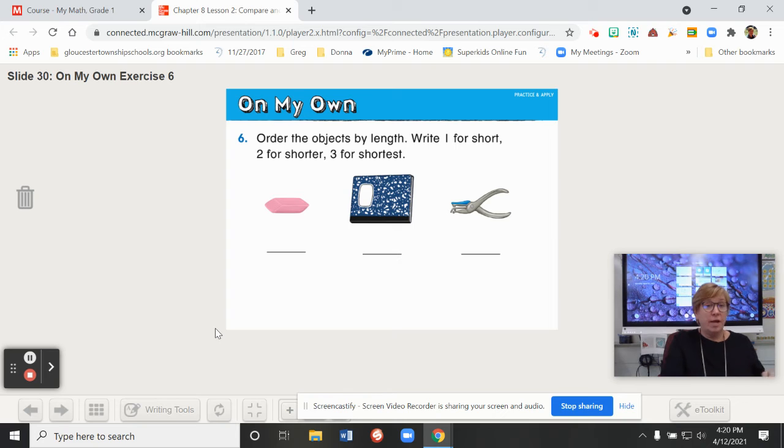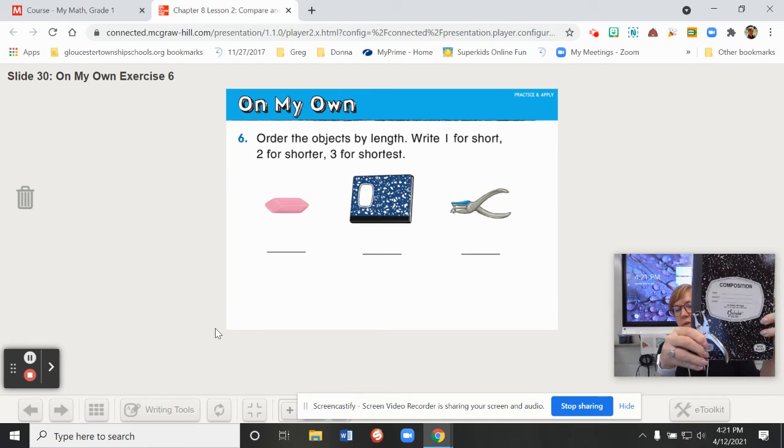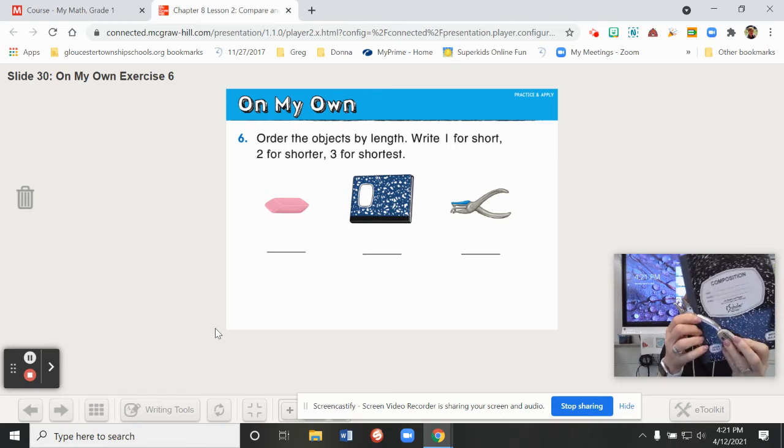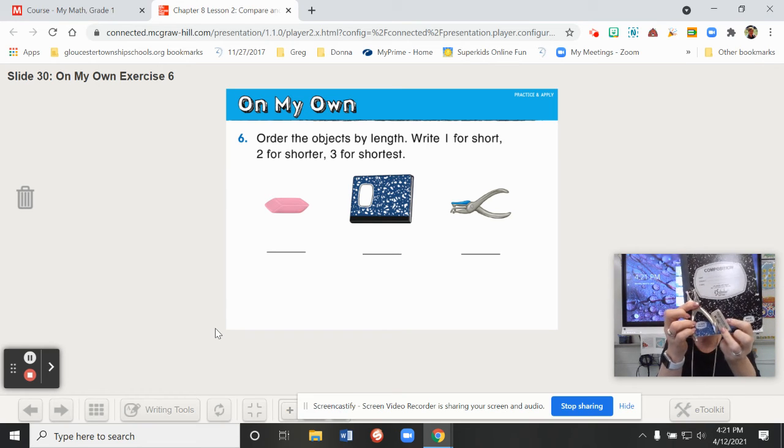Okay, now, got these two. They want us to write the number one for short, two for shorter, and three for shortest. So I'm going to show you the objects first. A notebook, an eraser, here's an eraser, and a hole punch. There's the hole punch. Now, they want us to do, here, I laid it on top because I think it's a little easier to see. They want us to do short. One is short. Let's start with the three. Which is the shortest here? Looking at these, where would you put number three for the shortest object? Write that now.